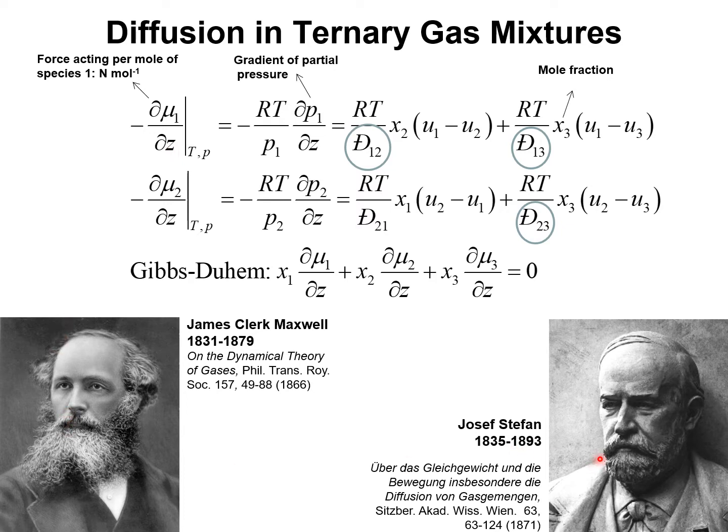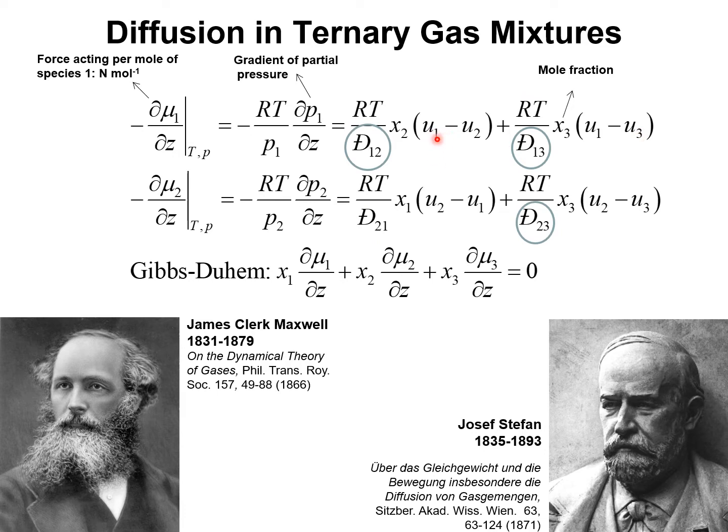In the Maxwell Stefan formulation, we assert that the force acting on each species is balanced by the friction that species experiences with partner species in the mixture. For example, the force acting per mole of species 1, that is quantified by the negative of the chemical potential gradient of 1, is balanced by the 1,2 friction and the 1,3 friction.